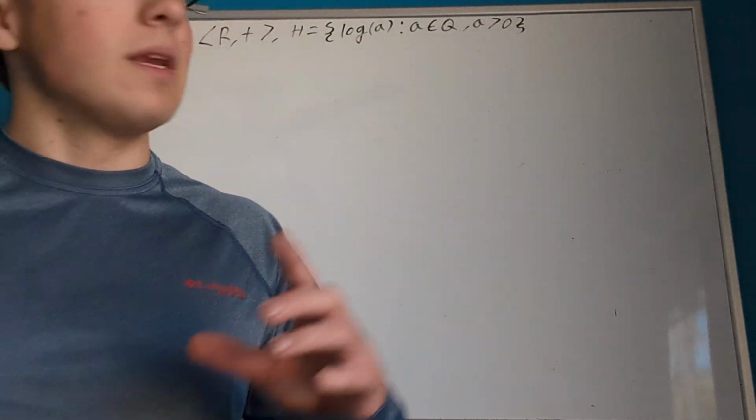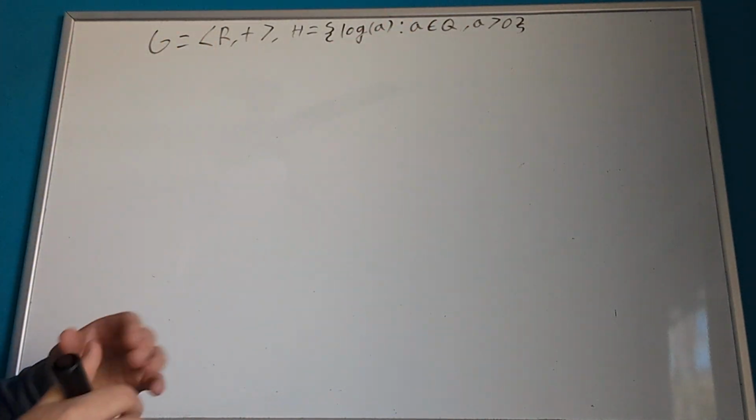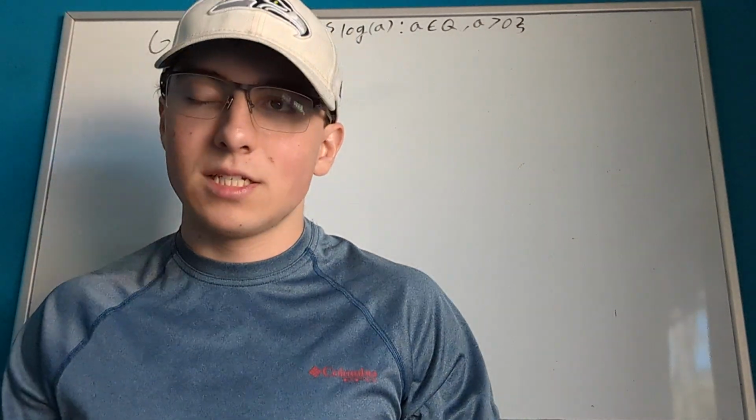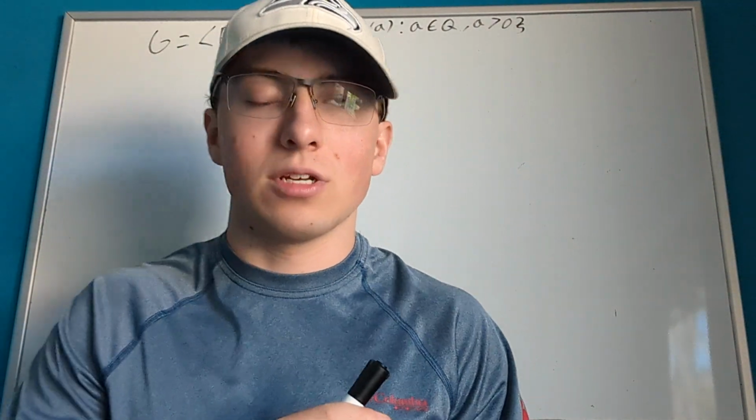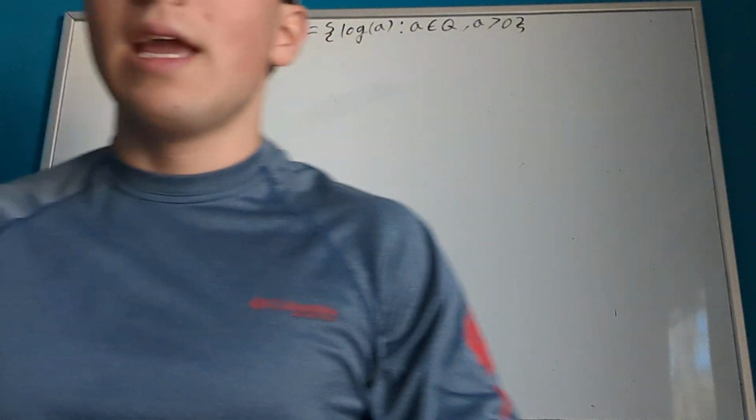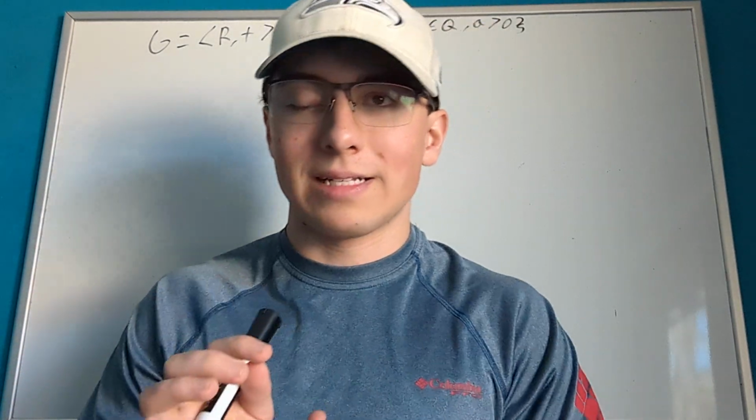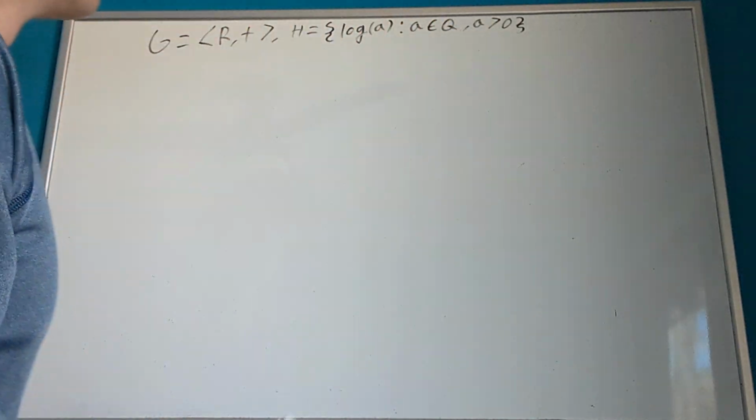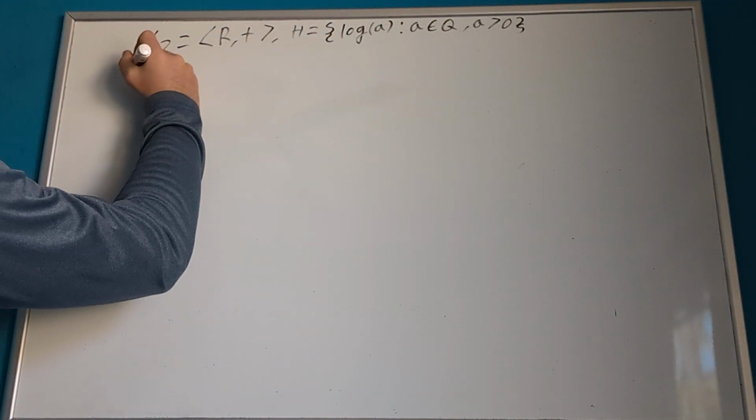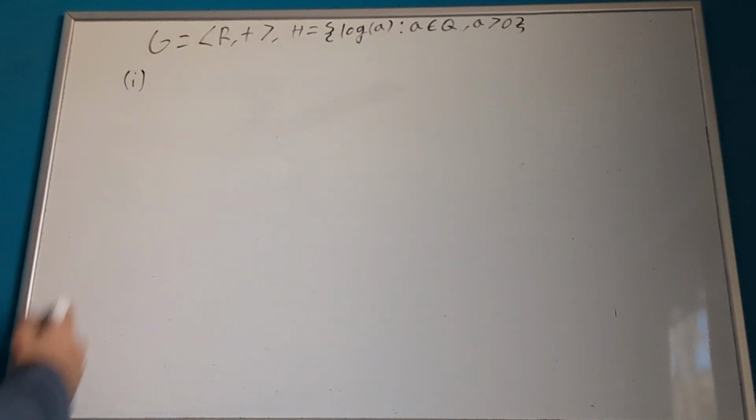Well, in order to do that, we need to show that this fulfills two pieces of criteria. One, it needs to be closed with respect to addition, because that's our operation, right? And two, it needs to be closed with respect to negatives, all right? So let's start with showing it's closed with respect to addition. So how do we do that?